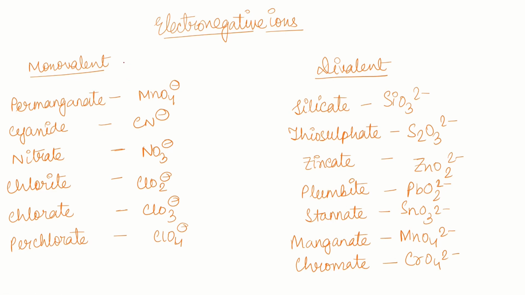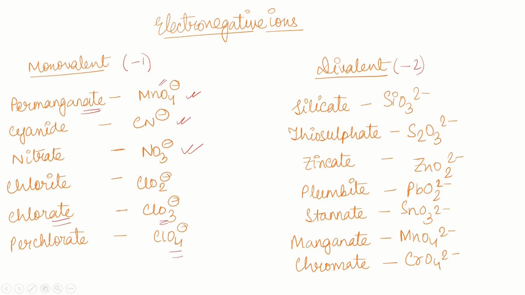We have got some more electronegative ions over here. Monovalent -1 same, and divalent -2. Permanganate MnO4 -1, cyanide CN -1, nitrate NO3 -1. See one thing over here, whenever you have got 'ate' at the end, we are having an oxygen atom along with the element. Nitrate, nitrogen, along with that oxygen is present. Chlorite ClO2 -1, but chlorate is having ClO3 -1.